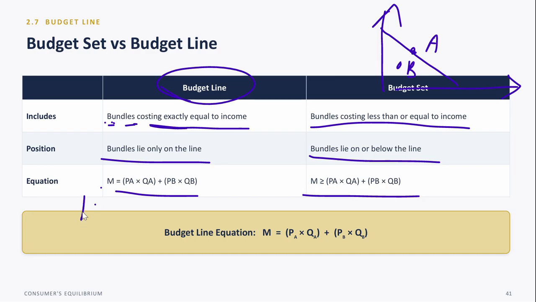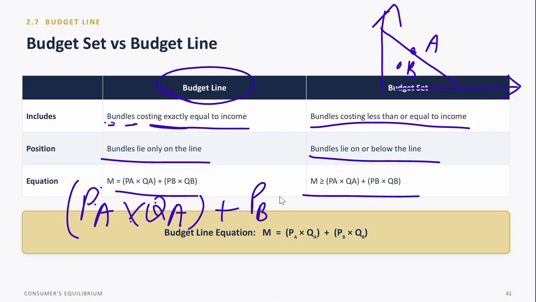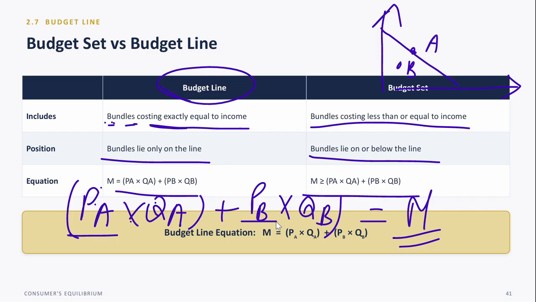So basically it's something like this: PA into QA plus PB into QB is equal to M. So this is your budget. PA represents the price of commodity A, which was apples in our example, and QA is the quantity of the apples. PB is the price of the bananas, and QB is the quantity of the bananas. And this is equal to the income. M is the income here.